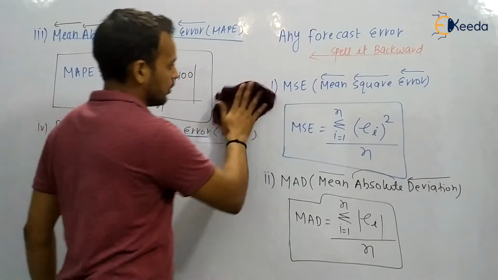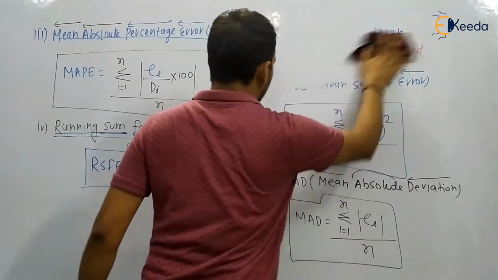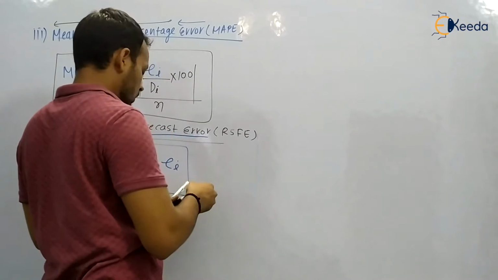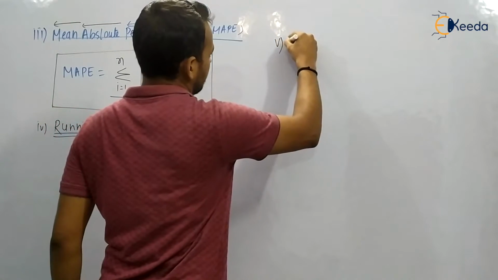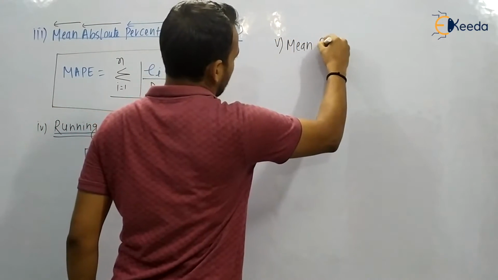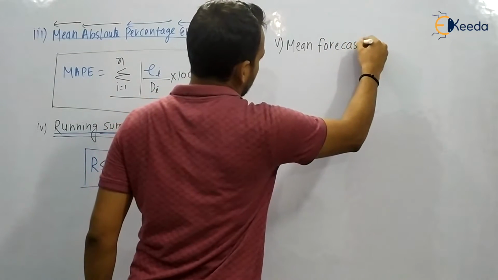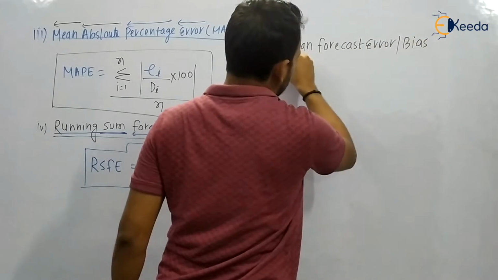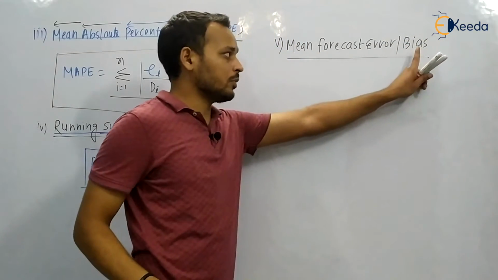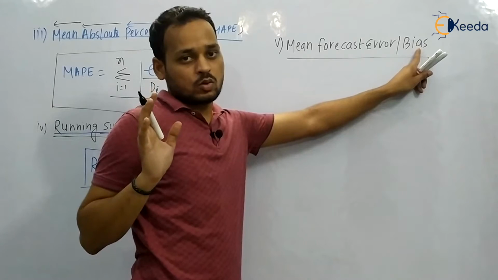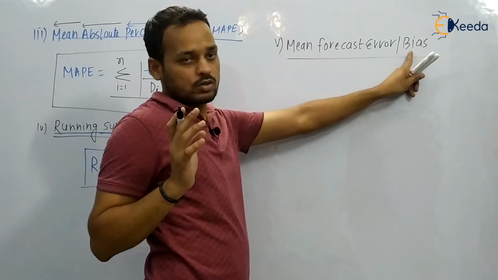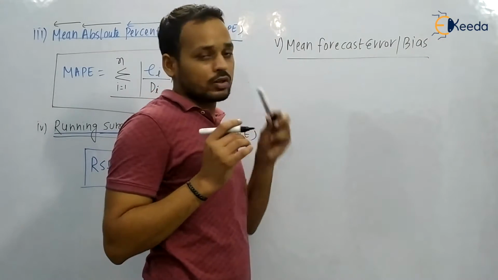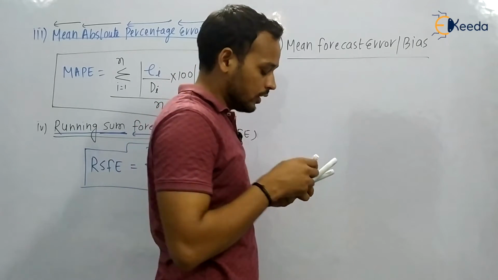Two are left. Two more are there. So what is the fifth one? It is mean forecast error, or it is also known as bias. You must remember both the names, because in the examination they will ask find bias. You cannot spell it backwards, so you have to remember the other name, that is mean forecast error. You must remember both the names.